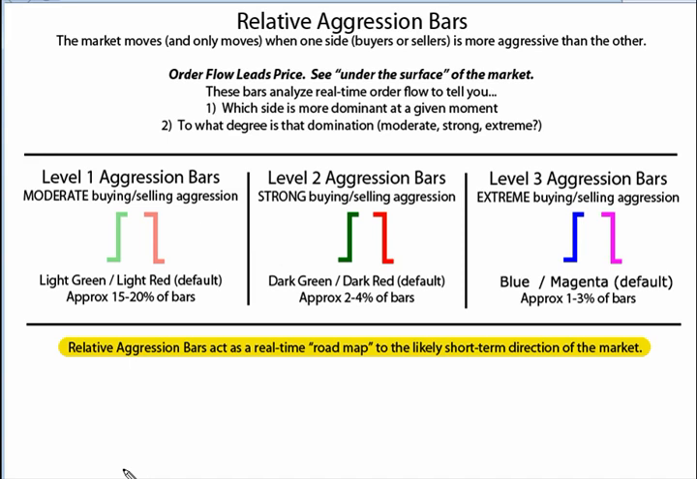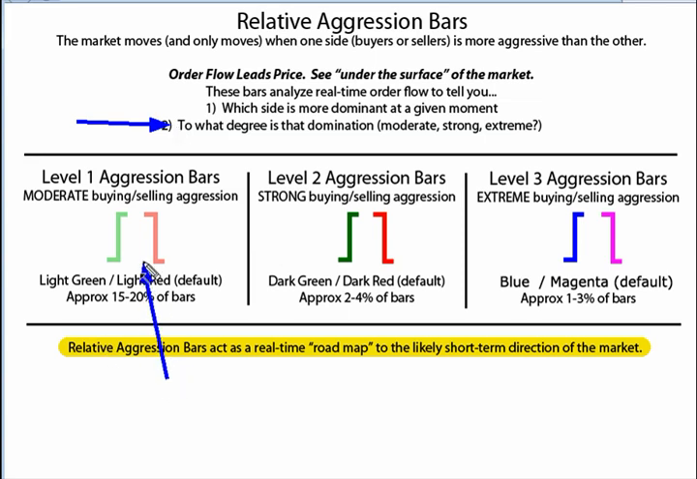So you're getting a head start, or a peek, at what's truly going on under the surface of the market, because order flow actually leads price, and the market only moves when buyers or sellers are more aggressive than the other side. What this software does is tell you, number one, in real time, which side, buyers or sellers, is more aggressive. And number two, and more importantly, in a relative sense that's easy to see visually, to what degree that aggression is taking place.